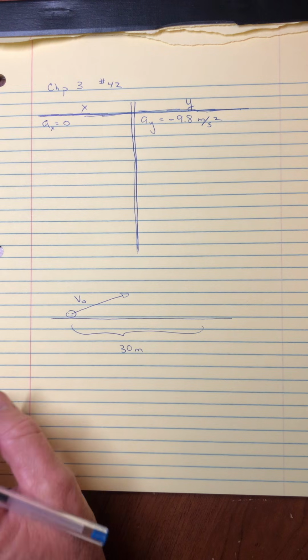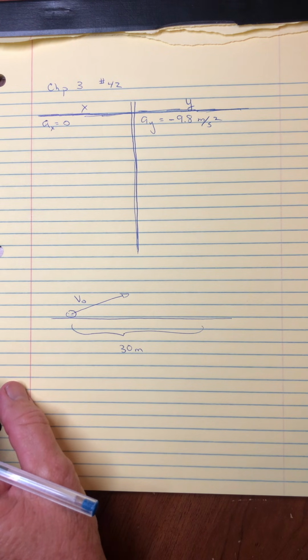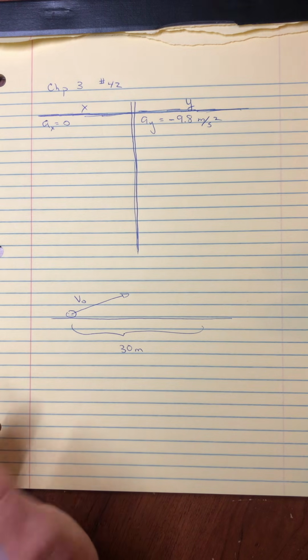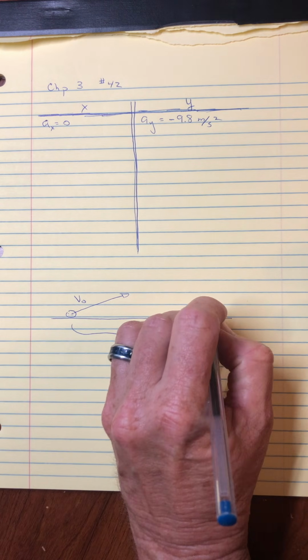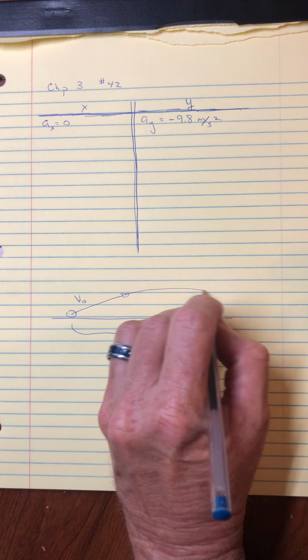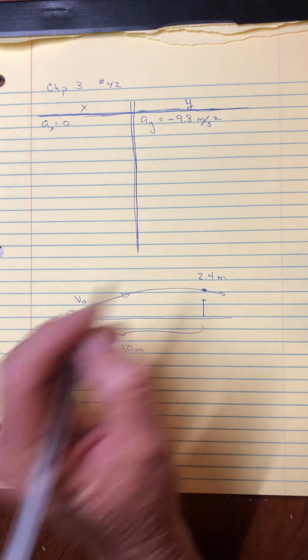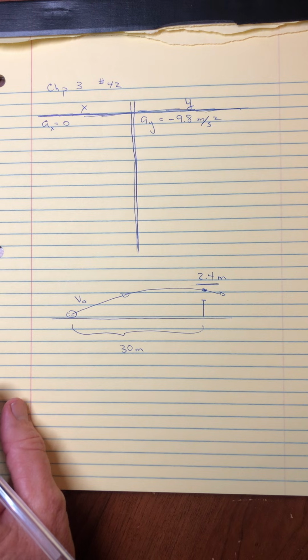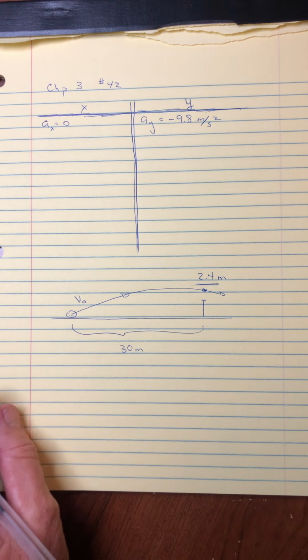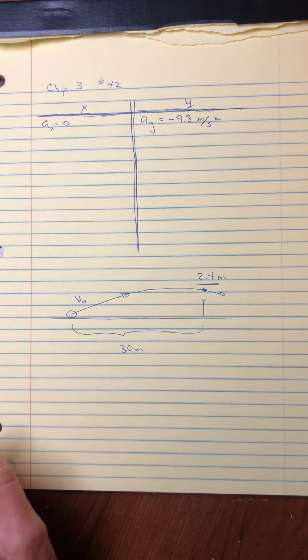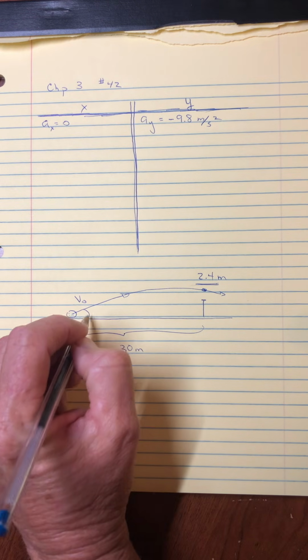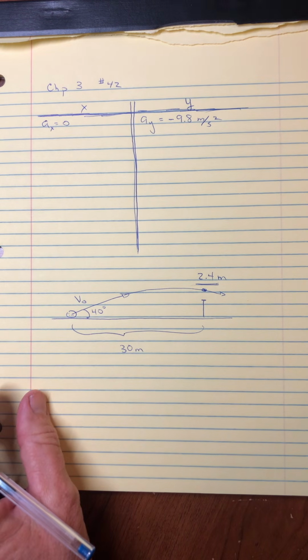The initial speed of the ball, if it just passes over the goal 2.4 meters above the ground. So maybe the goal extends up this high and it goes over the top of the goal, 2.4 meters. Okay. Let me come back here. Where did I lose it here? Ah, there it is. Okay, so 2.4 meters above the ground. Given the initial direction is 40 degrees above the horizontal.